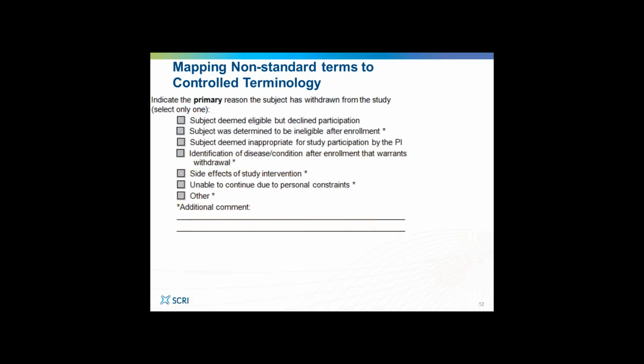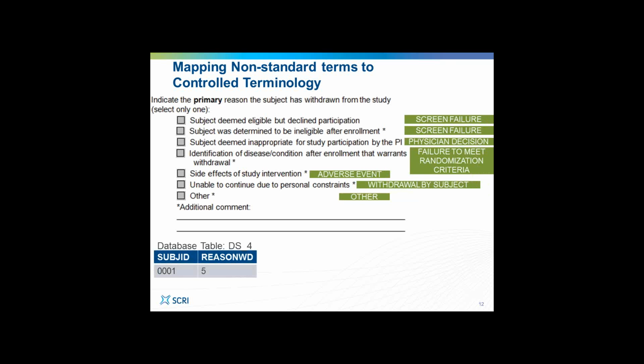Sometimes you may not want to actually use the exact controlled terminology on your CRF because you may want to collect more information. That is possible. You just need to make sure that your non-standard terms can be mapped to controlled terminology when you design the CRF. So, for example, here, you may have a study withdrawal page where you have more information on some of the reasons for withdrawal because we want to collect that information. This doesn't look exactly like the controlled terminology at this stage. However, what you can do is, for each option, you can say what it may map to in SDTM.